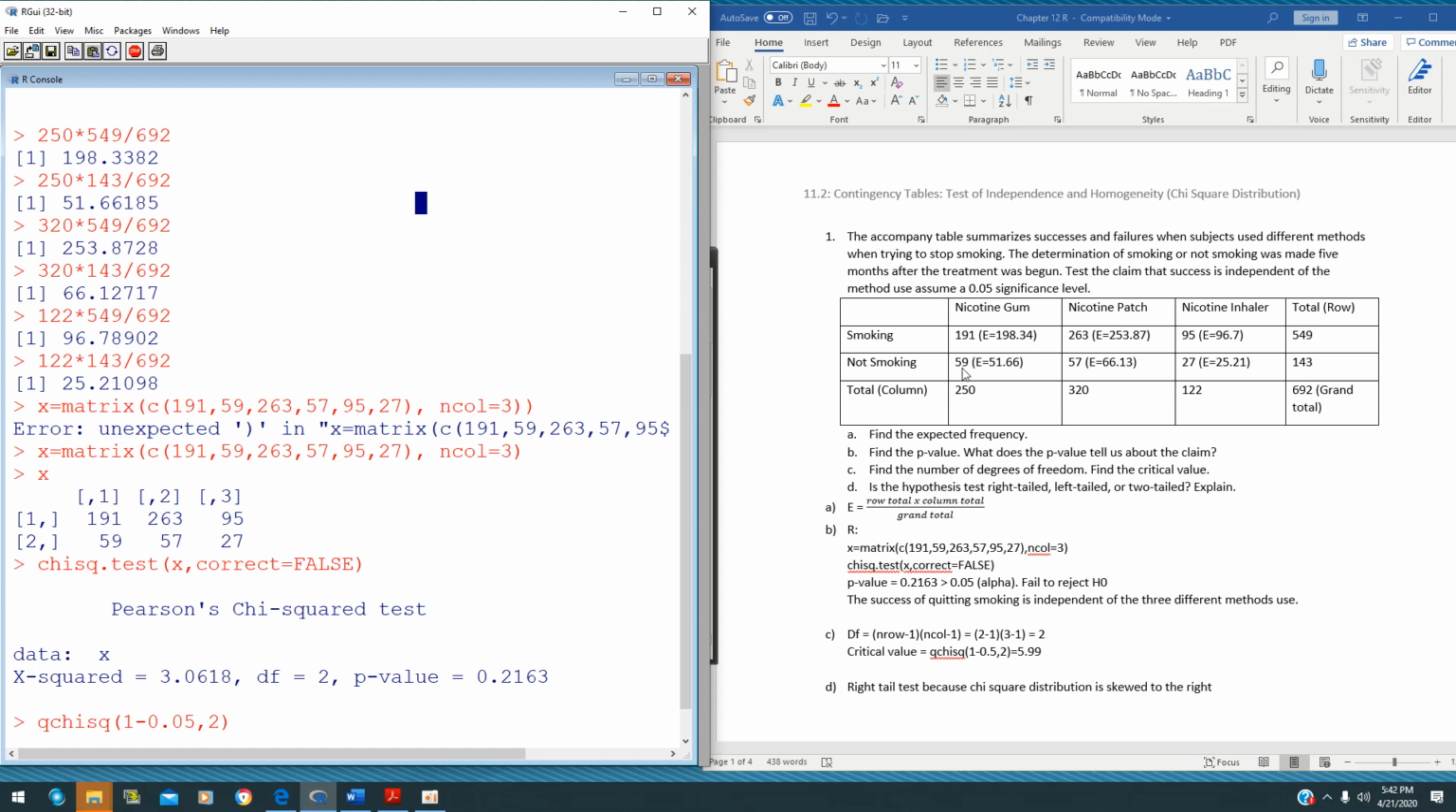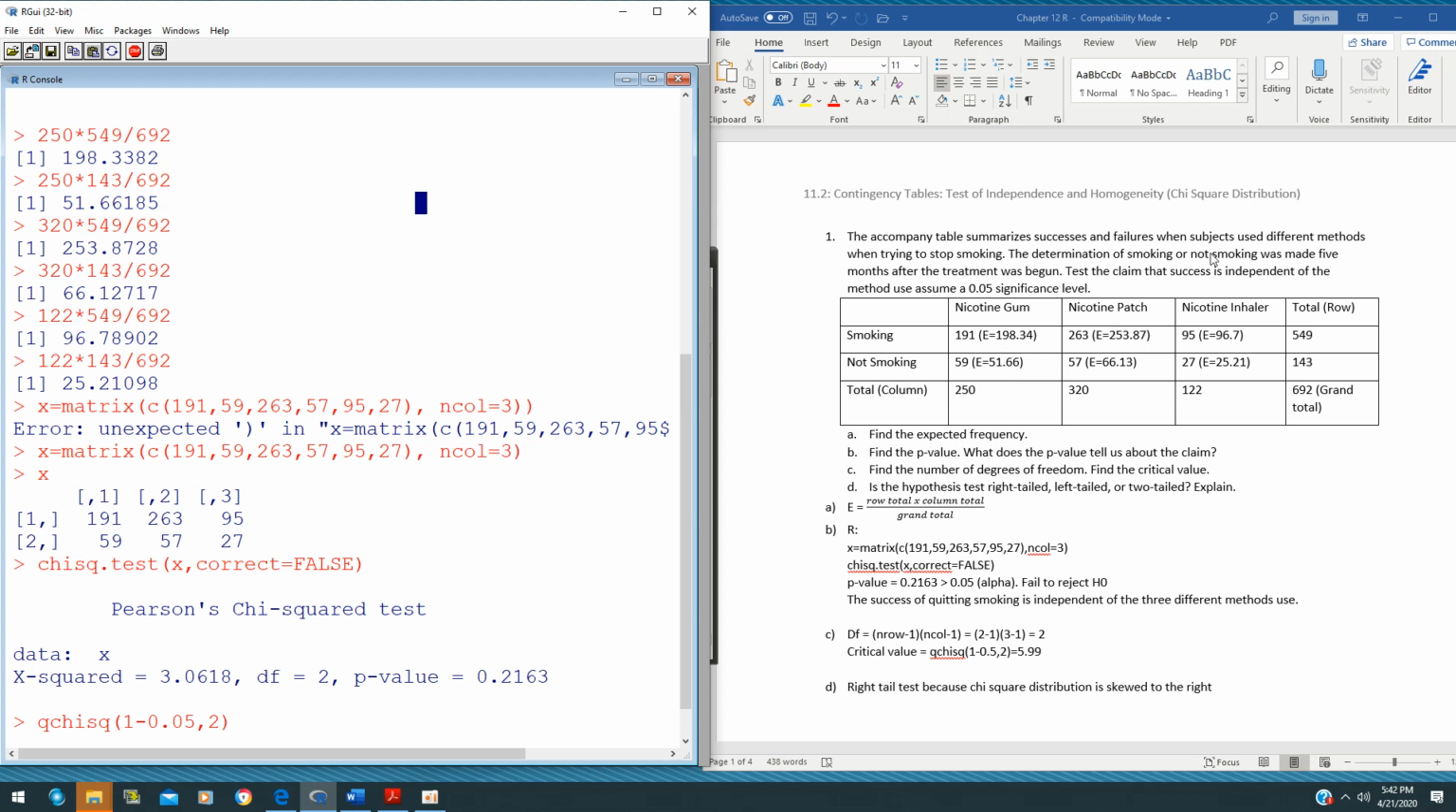Now, the number that you see without the parentheses is what we call the observed frequency. You have to find the totals by yourself by adding your observed frequencies. This is called the column total, and you also need to find the row total, and after that you find the grand total by adding your totals. The number in parentheses is the expected frequency, and I will teach you how to find that in question A.